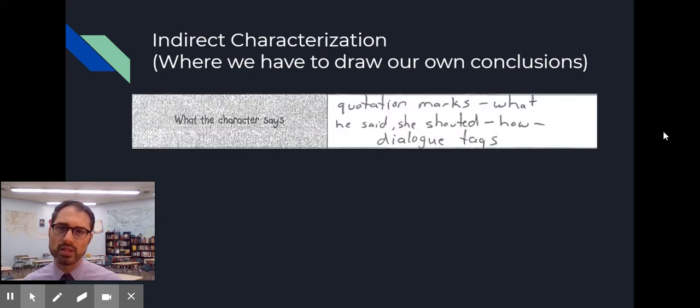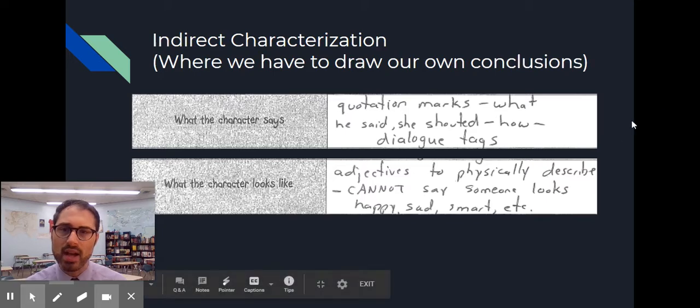So our first type of indirect method of characterization are what characters say. And to learn about this in writing, we take a look at quotation marks, at what characters are saying, but also how they say them, which we label as dialogue tags of he whispered or she shouted. So how something's being said, not just the quotation marks of what they're saying, but how they're saying it.